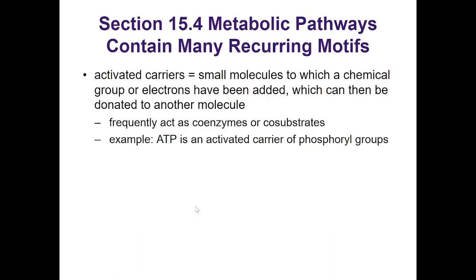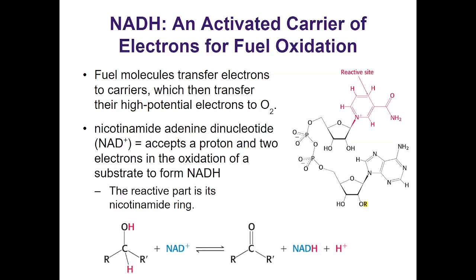An example is ATP, which is an activated carrier of phosphoryl groups. ATP's function is actually to transport the phosphoryl groups. The ATP itself is kind of meaningless, which is why we oftentimes go AMP, ADP, ATP, because we're more interested in how many phosphoryl groups there are. The fuel molecules are going to transfer electrons to the carriers, which then transfer their high potential electrons to oxygen.